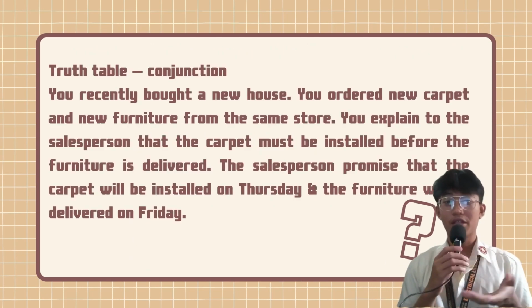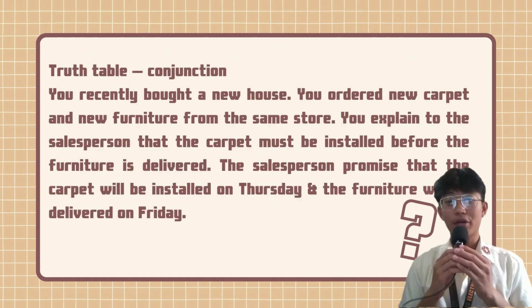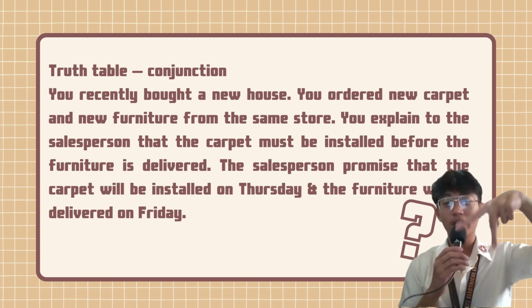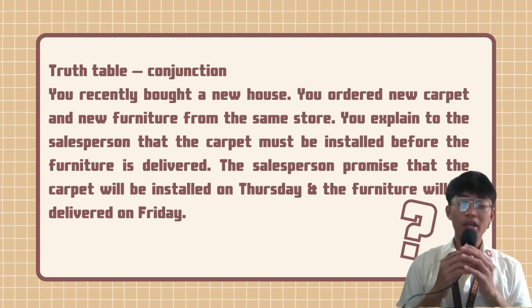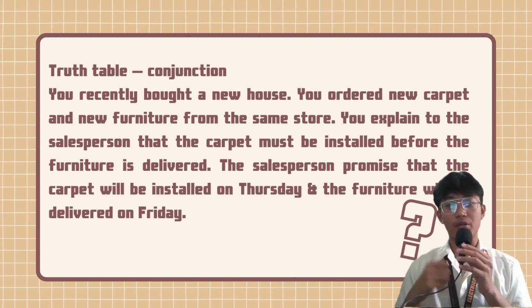Truth table conjunction. Sa truth table conjunction, meron siyang connective na "and", at yung "and" ay ini-express sa symbol na baligtad na letter V. So tingnan natin yung example sa presentation.